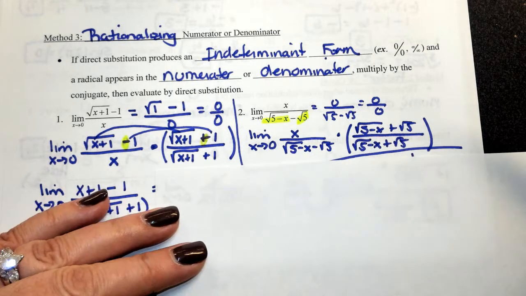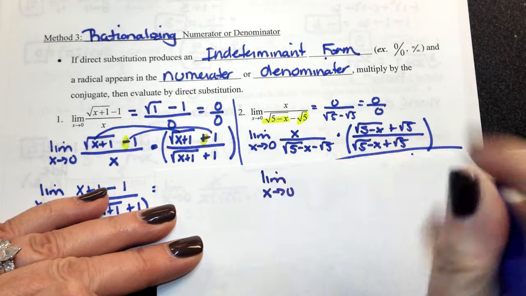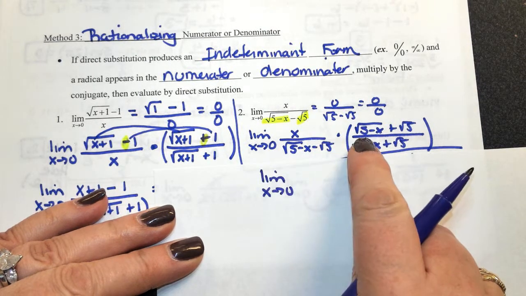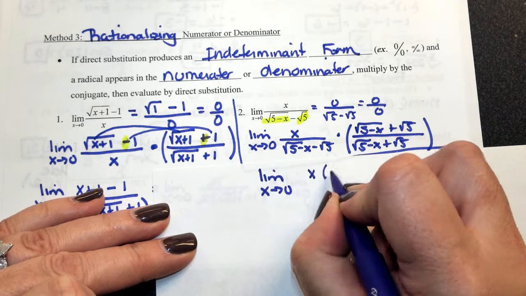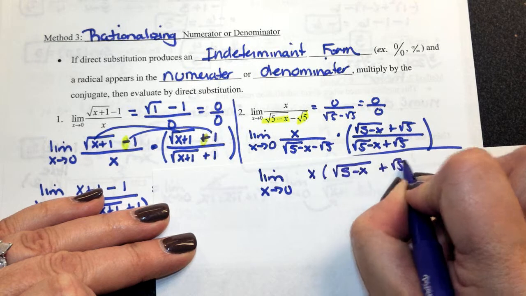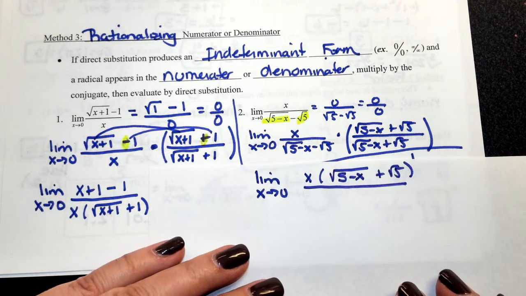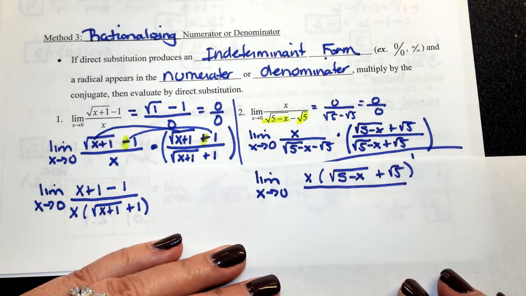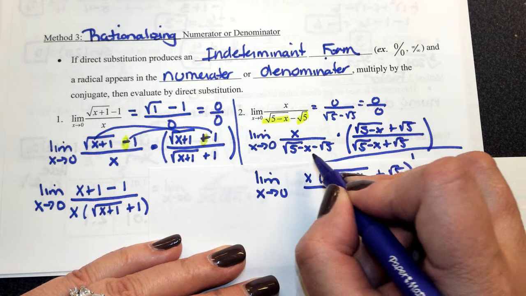So I don't get squished. So now again, don't worry about distributing the x to each term. Leave the x on the outside of the parentheses. So I have x times the square root of 5 minus x plus square root 5 over. Remember what happens when you multiply a binomial and its conjugate. You don't have to worry about multiplying the outers and inners. Just do first and last.